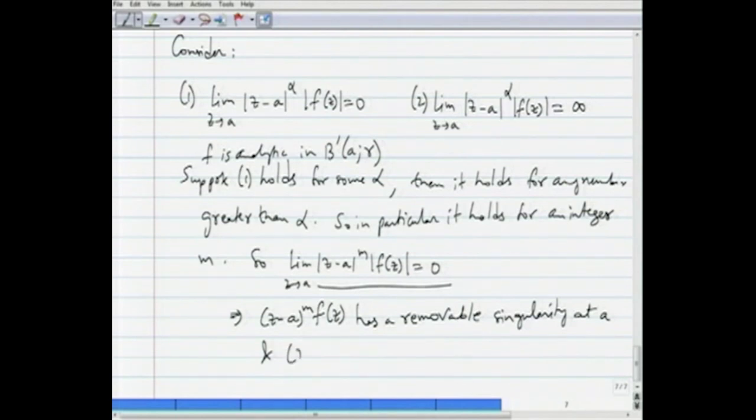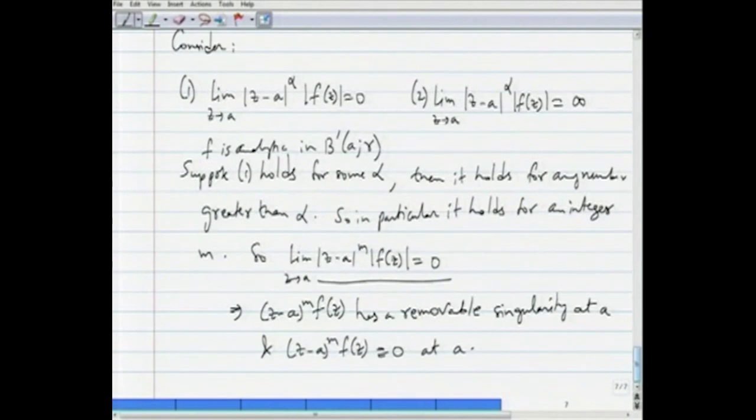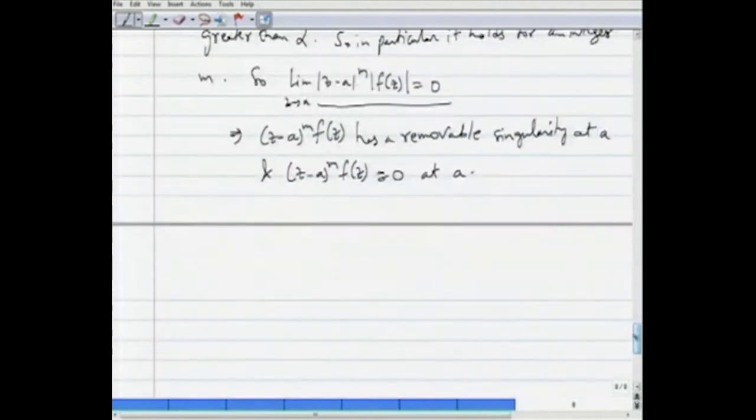And z minus A to the power m times f of z vanishes, that is, is equal to 0 at A, for the extended function. That is how we redefine. So, case one, what could happen is f could be identically 0. If z minus A to the power m times f of z is 0, one of the cases is that f could be identically 0.